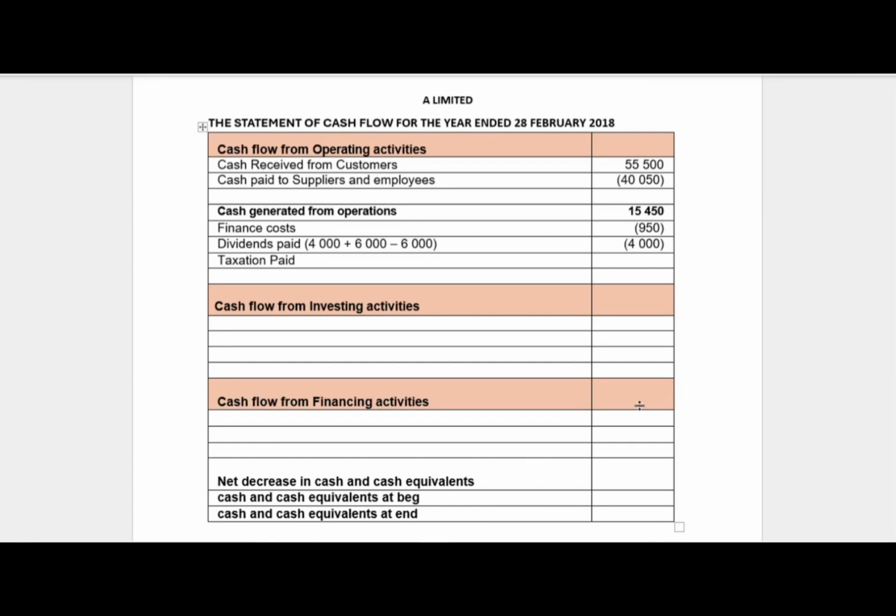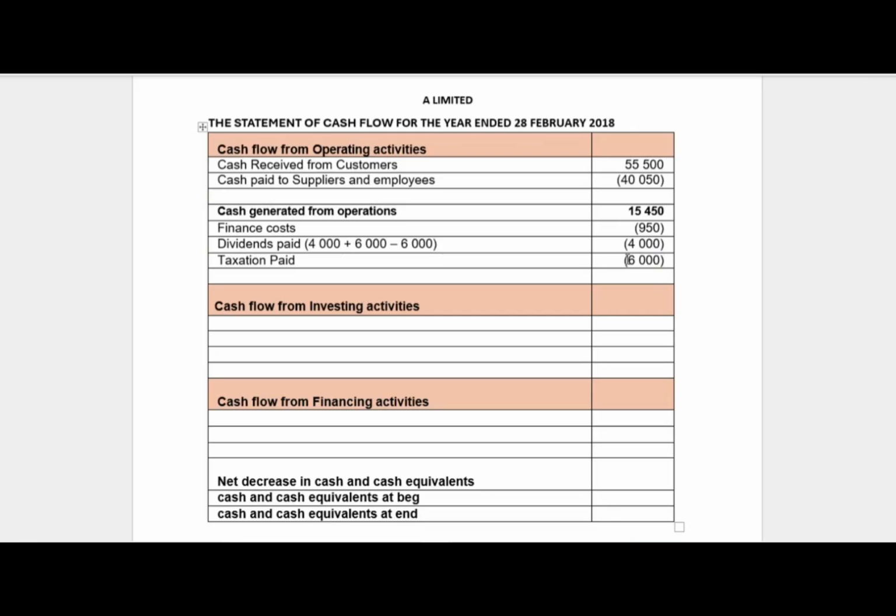So let's just go there. And then because we made a payment to SARS of tax, we're just going to say 6,000 right there. And then we are done. Right, these are the items that were included for us to calculate cash flow from operating activities.